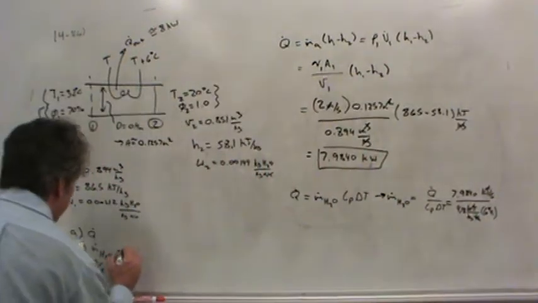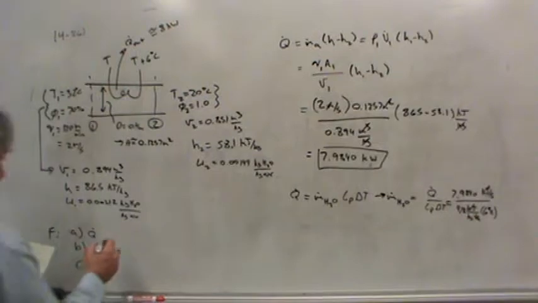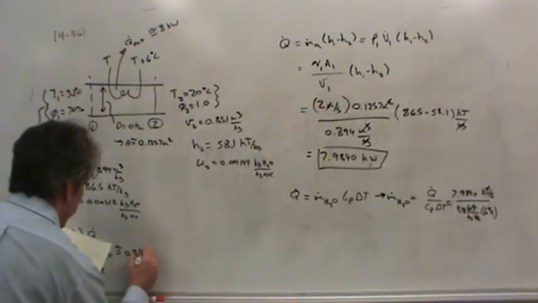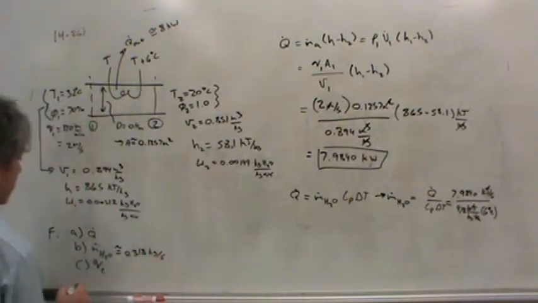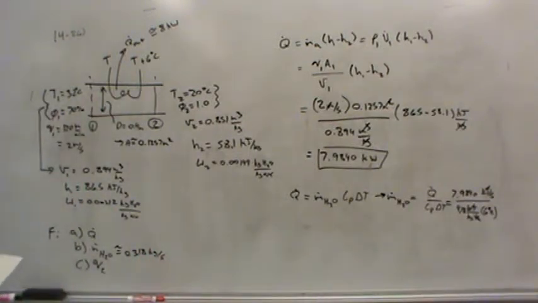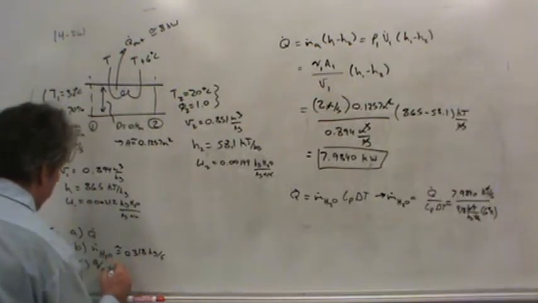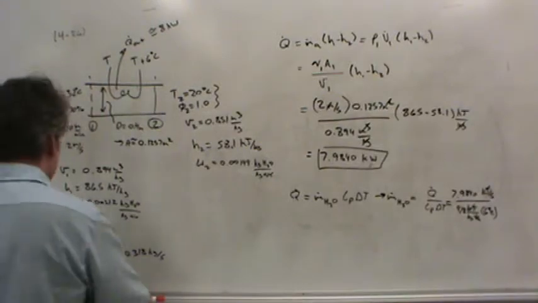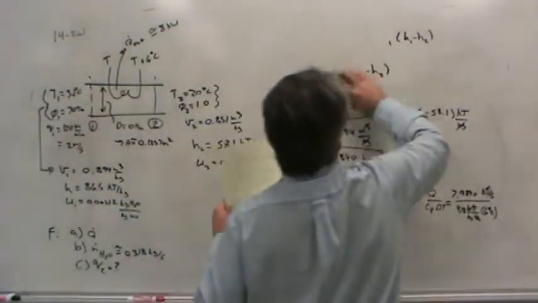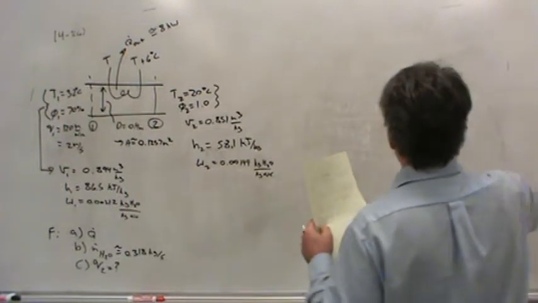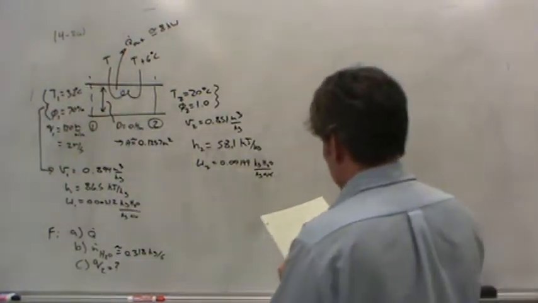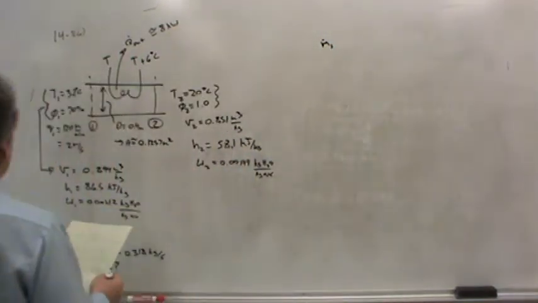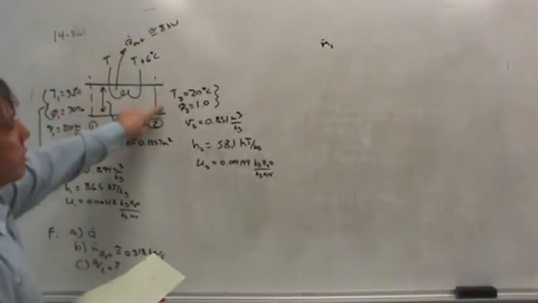I'm going to jot down the mass flow rate of the cooling water over here. It comes out to about 0.318 kilograms per second as the required flow rate of the cooling water. Now how about the velocity of the gases coming out at the exit? All right, well, the mass flow rate coming in, as far as the air is concerned, is equal to the mass flow rate coming out.